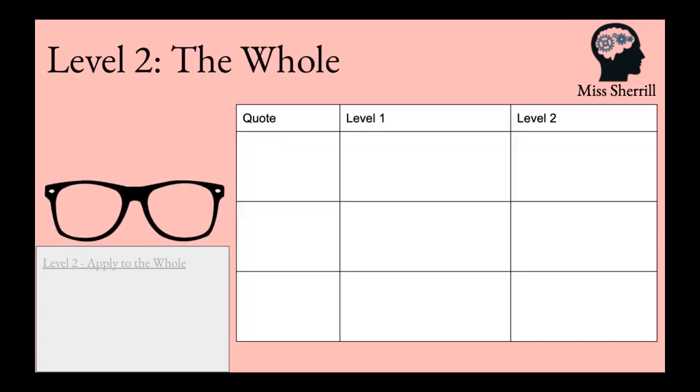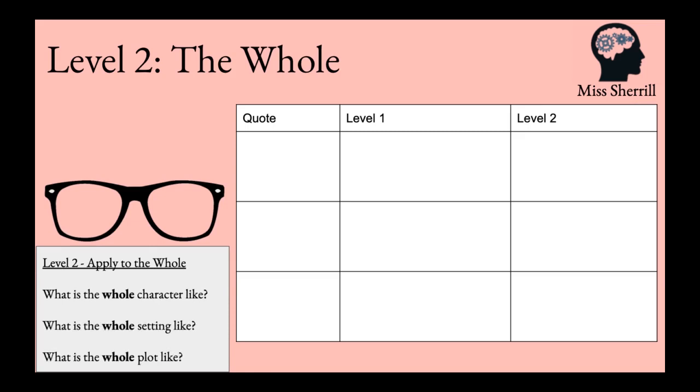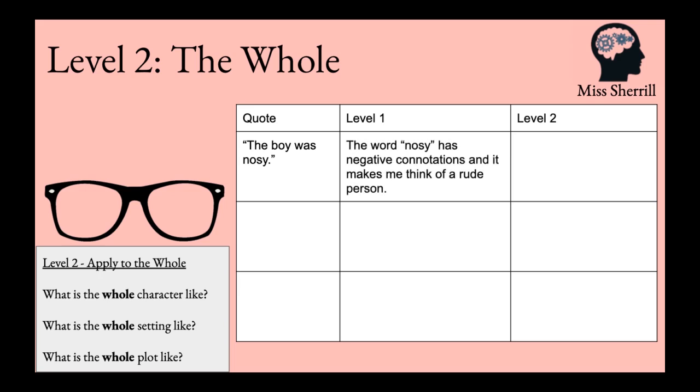Moving on, let's apply to the whole. Let's look at level 2. So what is the whole character like? What is the whole setting like? What is the whole plot like? Well, let's look at a quote. Say that the quote that we saw in the book was, the boy was nosy. Well, the word nosy has a negative connotation and it makes me think of a rude person, right? Like, get out of my business. You're nosy, you're creeping around, you're trying to find things out.